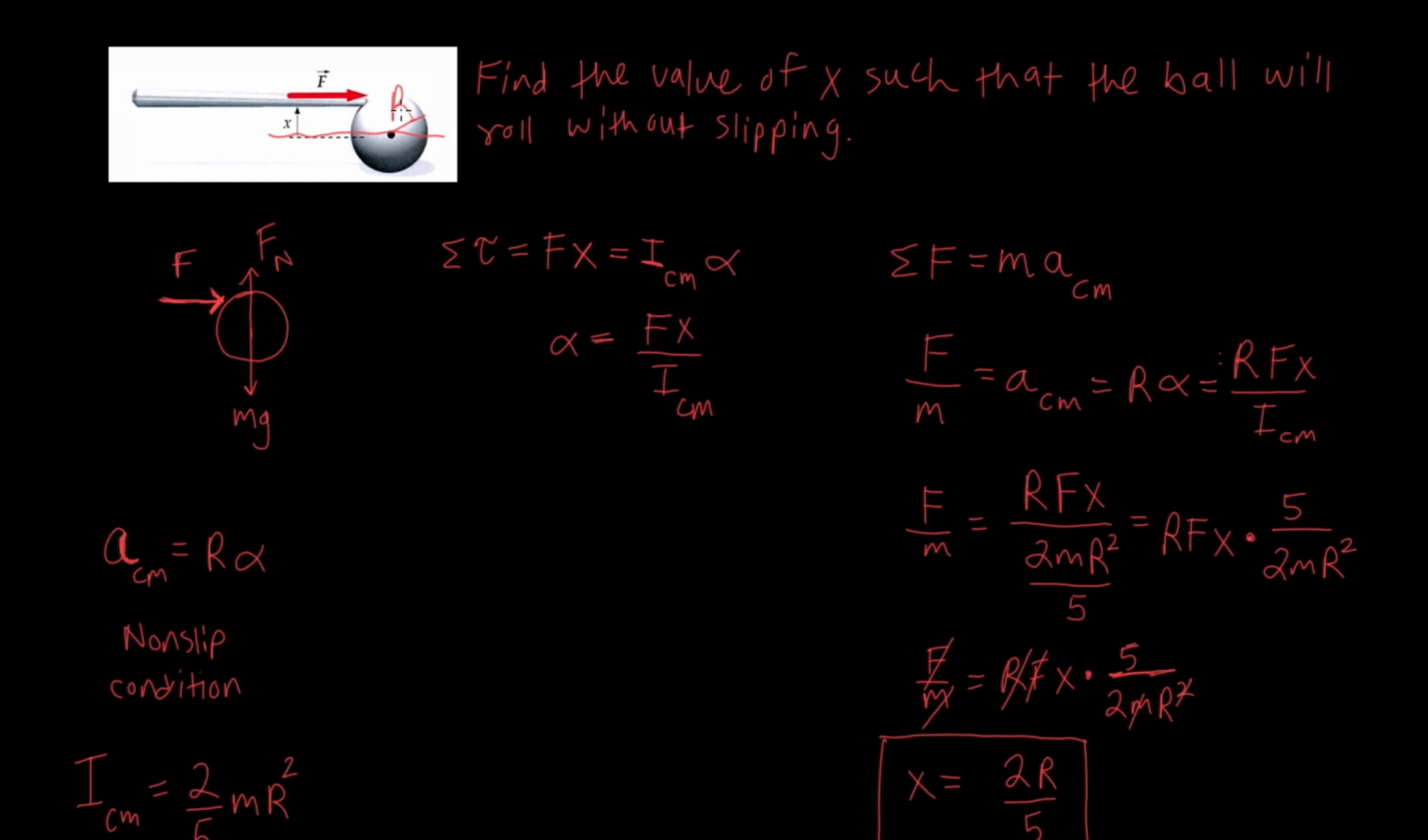So since the value of x equals 2r divided by 5, that means that we would have to strike the ball at a distance 2r divided by 5 higher than the center of mass in order to get the ball to roll without slipping. So 2r divided by 5 is the final answer. This is the value at which we have to strike the ball in order to get the ball to roll without slipping.